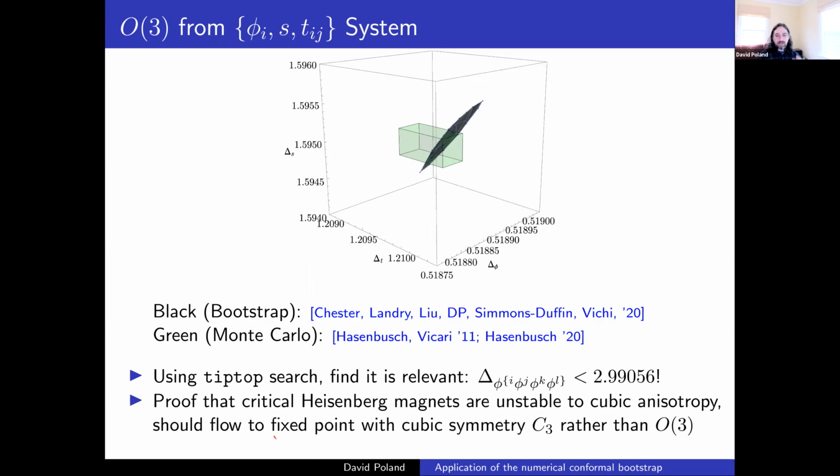So our result is basically a more or less rigorous proof that a Heisenberg magnet should flow to the cubic fixed point if you deform it by some cubic anisotropy.